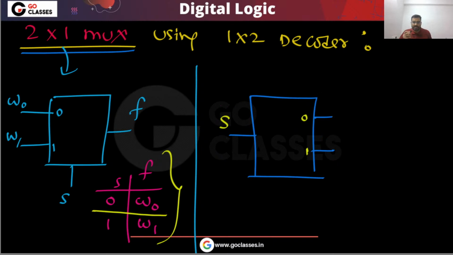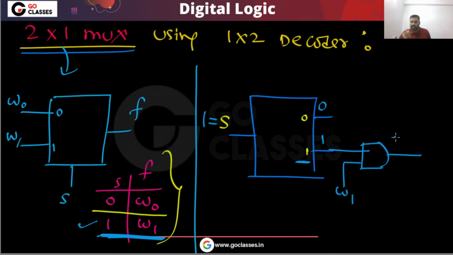Similarly, if s is equal to 1, then what will happen? Then this line will become activated. But when s is equal to 1, I want W1. So I connect W1 here, and I will get W1 here.